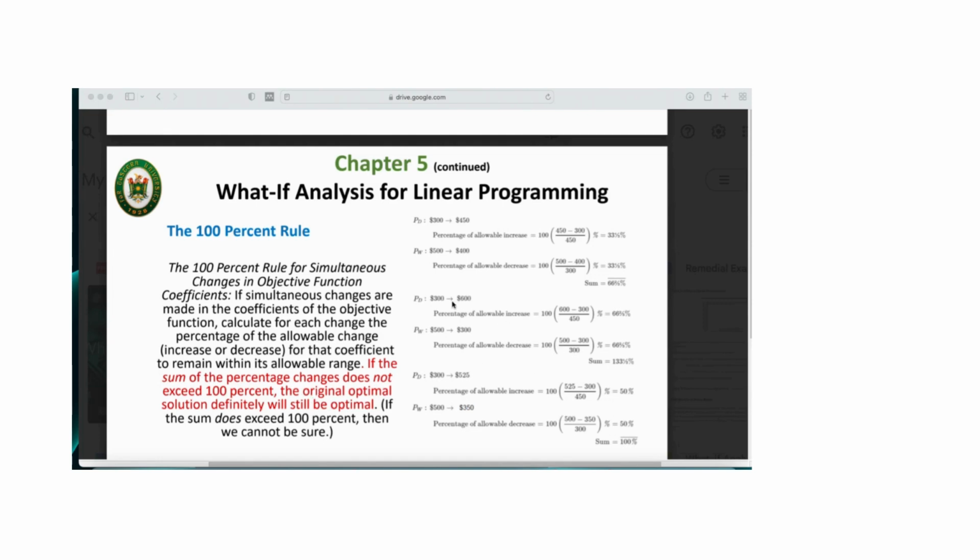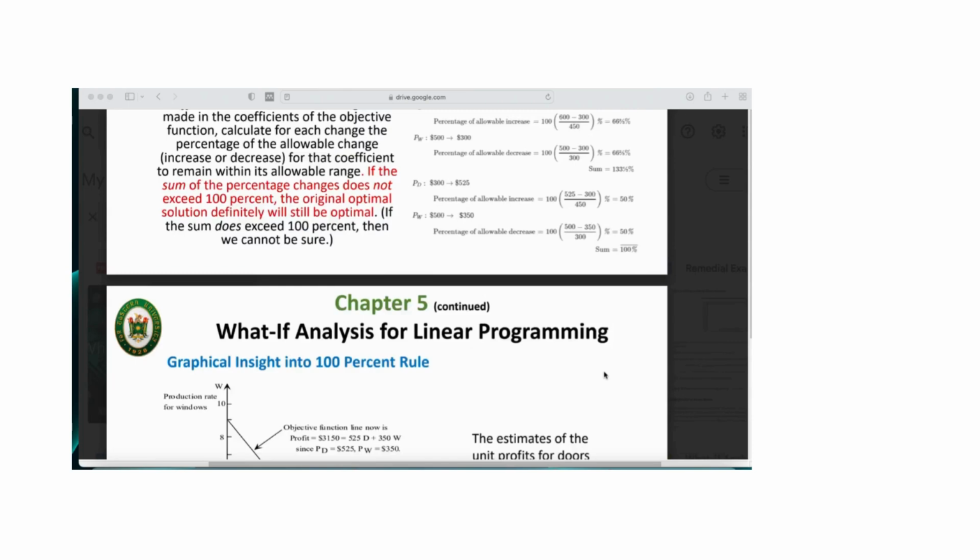What now if the sum of the percentage changes is beyond 100%? It's 133 and 1/3% in this case. So how do you evaluate this? Will the solution still be optimal? We cannot be sure here. Look at the rule: if the sum exceeds 100%, then we cannot be sure if the original optimal solution will still be optimal. It did not say it's no longer optimal. It only said we cannot be sure. Okay, that's it.